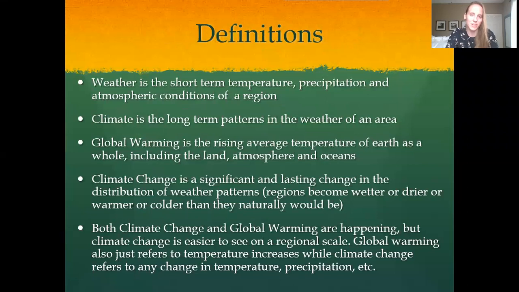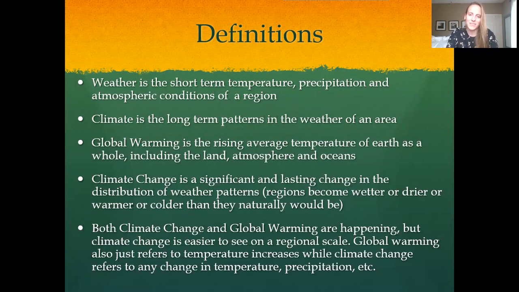So first of all, some definitions. Weather is just short-term temperature and precipitation as well as atmospheric conditions. So for example, if we say it is like 25 degrees and sunny, that is weather. Climate is long-term patterns of the weather in an area. So we're talking like years, decades, that sort of thing.